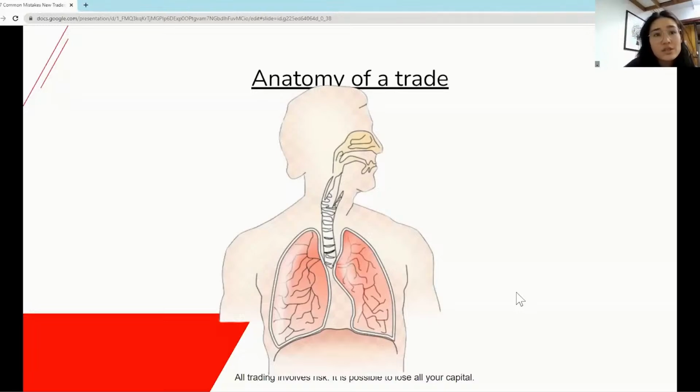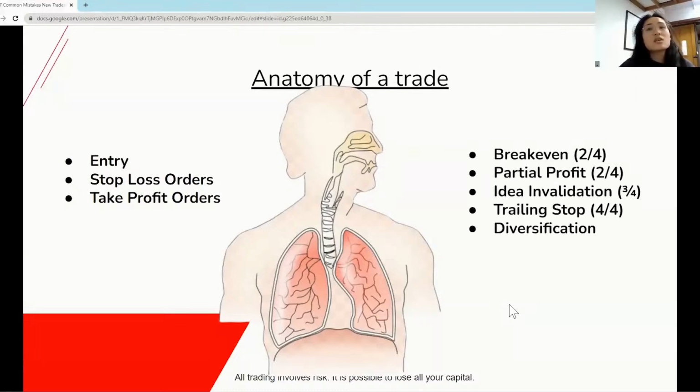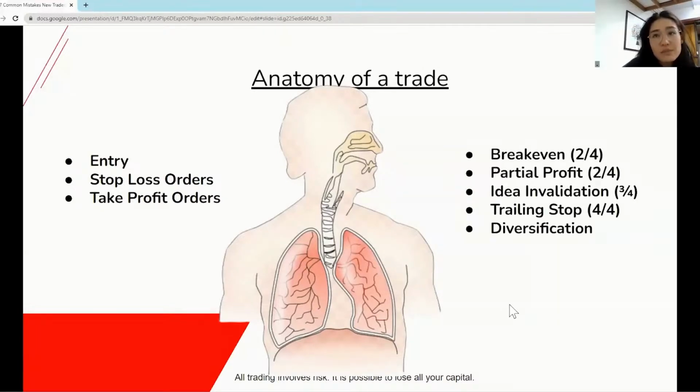So let's look at the anatomy of a trade. Firstly, it consists of the entry, stop loss orders and take profit orders. And how exactly you can manage these trades would be through a break-even, partial profit, idea invalidation, trailing stop loss, as well as diversification. So this is what we cover during our trade management series, but I'll just briefly go through what exactly each of these mean.